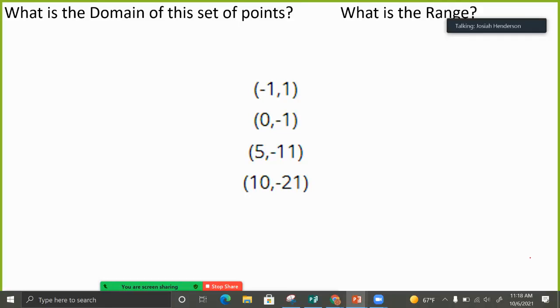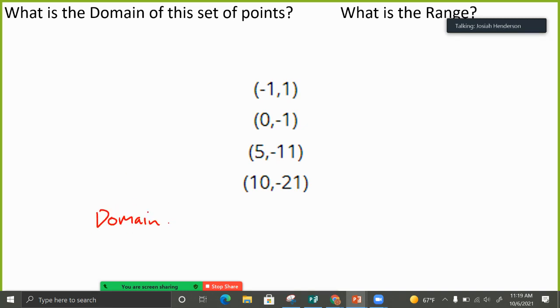So I'll take a second, and I want you to copy down these 4 points that we see. Negative 1, 1; 0, negative 1; 5, negative 11; and 10, negative 21. In our 2 questions this time, what is the domain of this set of points, and what is the range of this set of points? I do want you to copy this down in your notes, please.